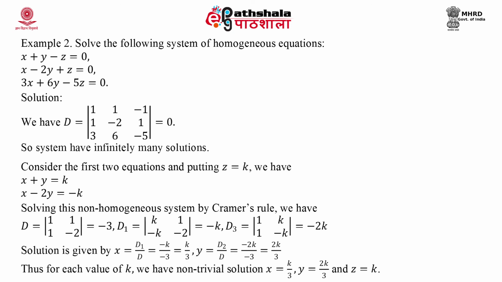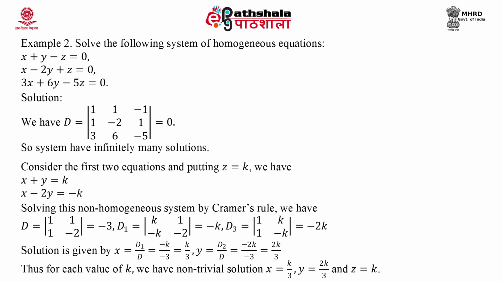Now solve this system of homogeneous equations. Now here we have d equal to 0. So the system has infinitely many solutions. For finding the infinitely many solutions, just consider the first two equations and put z equal to k. We have this expression, x plus y is equal to k and x minus 2y is equal to minus k. Now we will solve this system by Cramer's method.